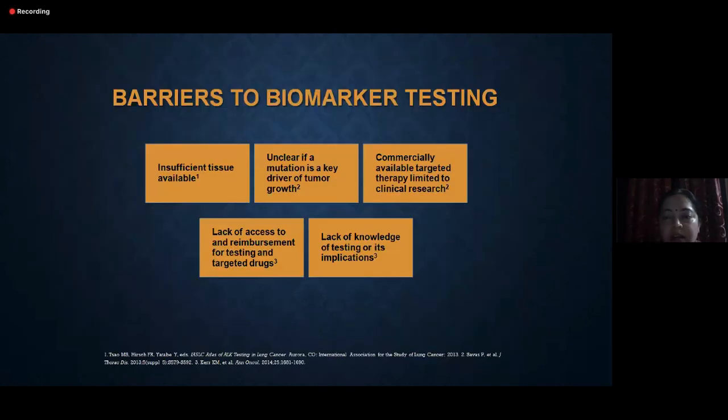So, despite all of us recognizing the fact that biomarker analysis is integral to the management of advanced non-small cell lung cancer, there are various barriers to biomarker testing. Sometimes the tissue is just unavailable. Sometimes we don't know if the particular mutation we are picking up is a driver of tumor growth. Sometimes we do pick up a mutation, but commercially available drug therapy is not there. It's only available in clinical trials. Sometimes there is lack of access and reimbursement, not just for testing, but for the targeted drugs.